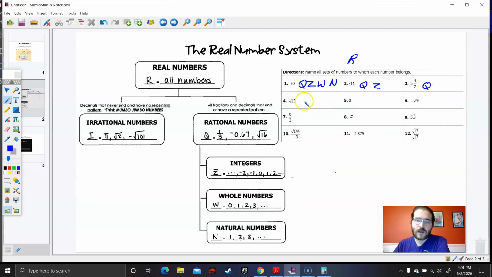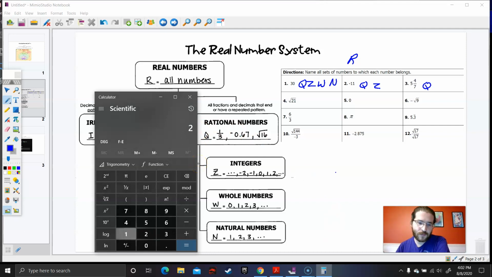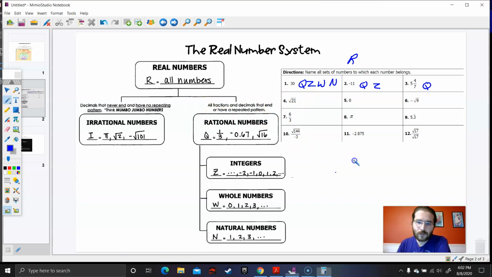All right, square root of 21. Let's take a look at that in our calculator and see what we get. All right, so we have a decimal. Does it repeat? Doesn't look like it. So we know that this is an irrational number.